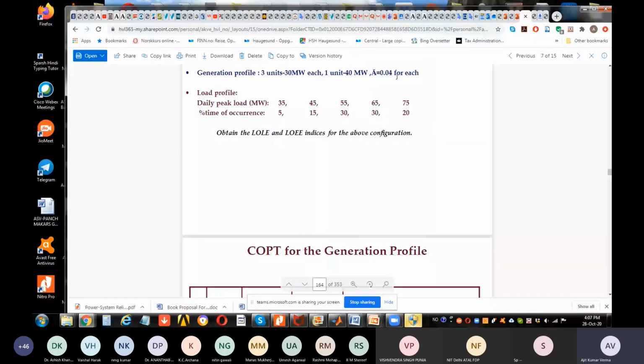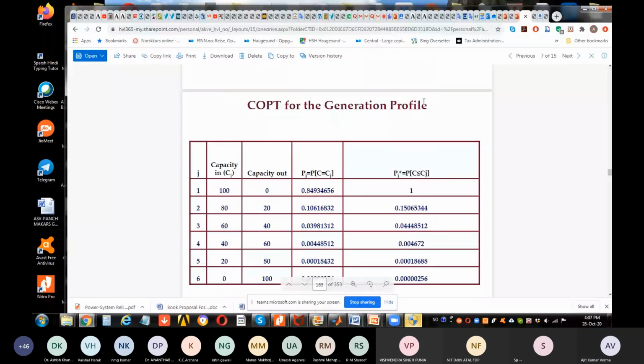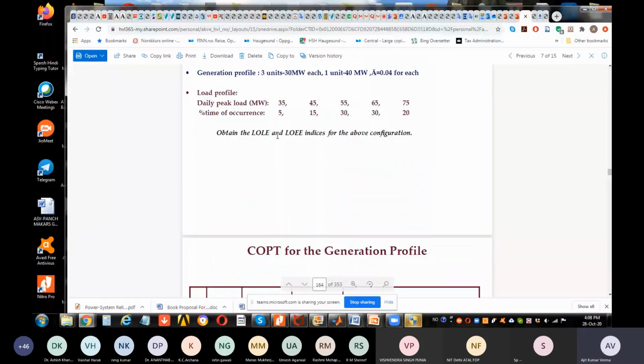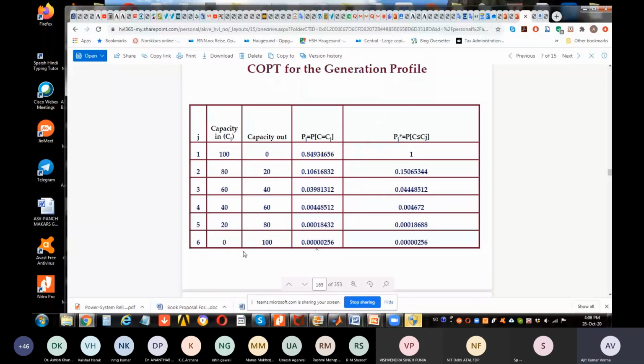The outage rate is different. And this is the load profile: peak load 35 megawatt, 5%; 45 megawatt, 15%; 55 megawatt, 30%; 65 megawatt, 30%; 75 megawatt, 20%. So let's take the generation profile. Of course, you already have the load profile, it is there. You can also show it in some other ways, but it's already there. All we need is the generation profile, which we already have ready. We know the state probabilities, we know these cumulative probabilities. So this is what is required, and the load profile is required, and the two have to be convolved together.